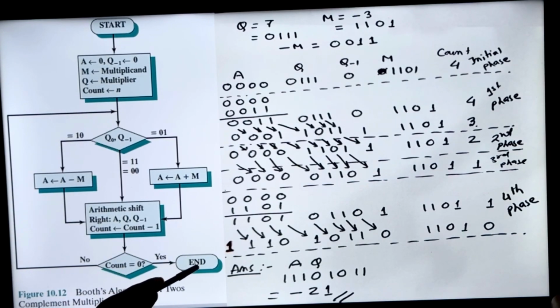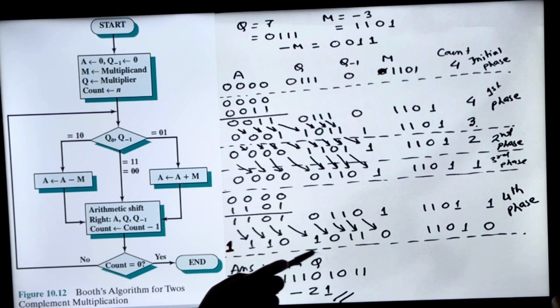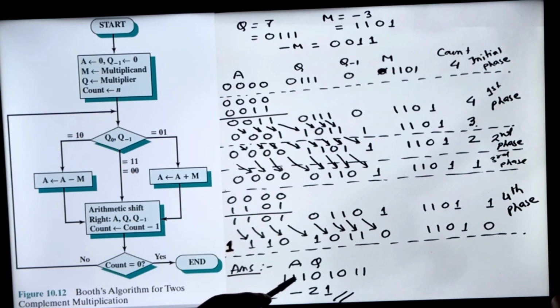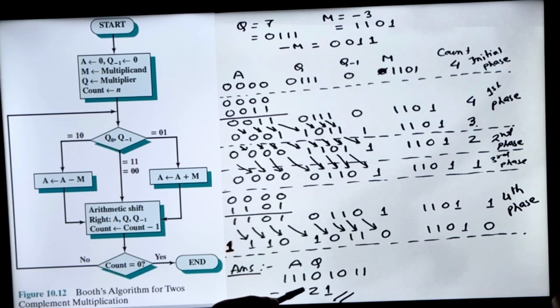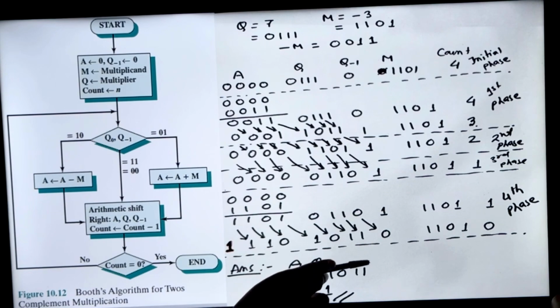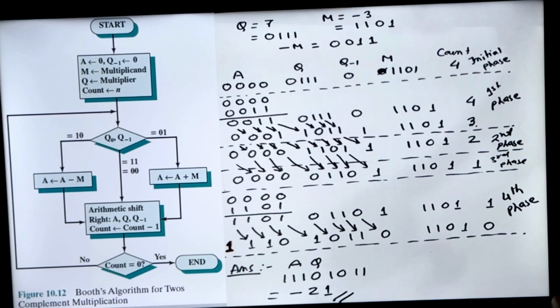If it has ended, what is the result? The result is in AQ, just like your unsigned multiplication. Here also the final result is stored in AQ. What is my final A? 1110. What is my Q? 1011. So 11101011. If you convert it back to decimal, you will get minus 21. How to convert it back from 2's complement to decimal, I have already discussed in my second video. You can go back and check how to convert it back. So this is how Booth's algorithm works.